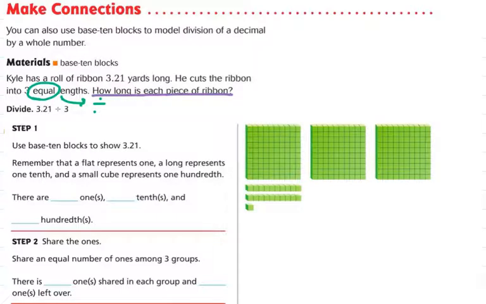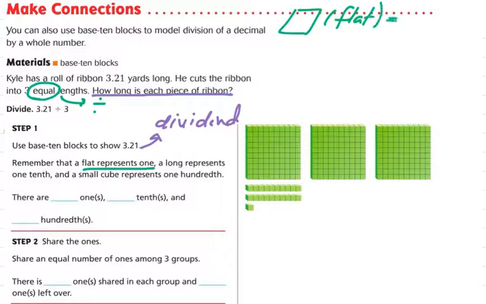So when we go to step 1, boys and girls, it says use the base 10 to show 3 and 21/100ths. And keep in mind, boys and girls, 3 and 21/100ths is our dividend because this is what we are going to divide up. It says to remember that a flat represents 1. So I'm going to underline that, and I'm going to draw it as well. I'm going to put down in parentheses that a flat is equal to 1.